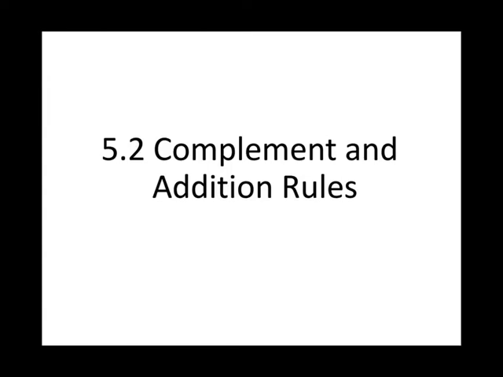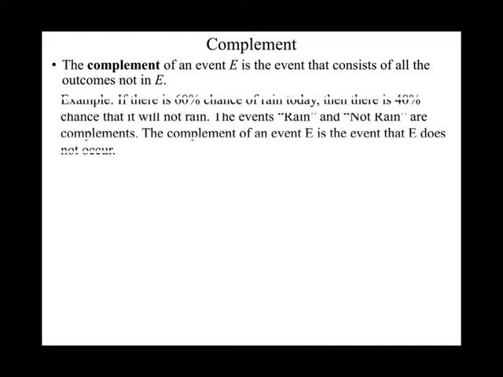Session 5.2 Complement and Addition Rules. First, we're going to talk about the complement. The complement of an event E is the event that consists of all the outcomes not in E. For example, if there is a 60% chance of a win today, then there is a 40% chance that it will not win. So win and not win are the complements. Something happens and will not happen, they are the complement.